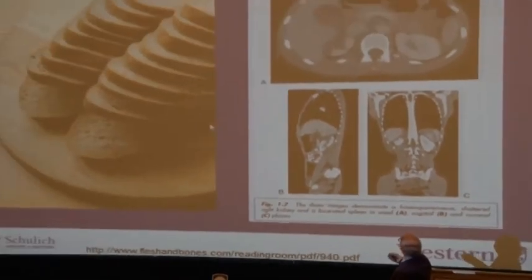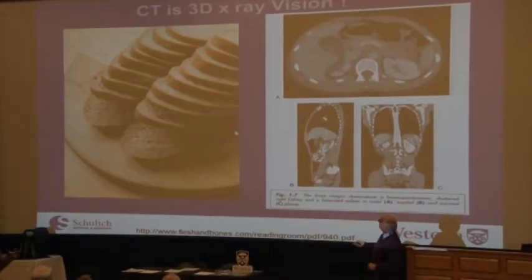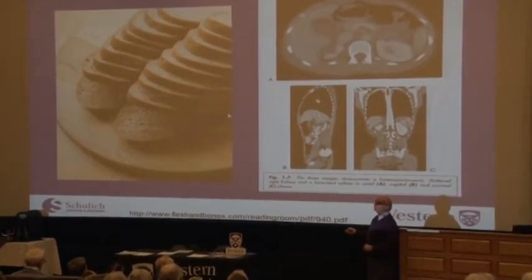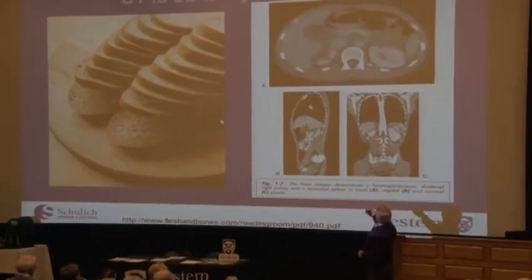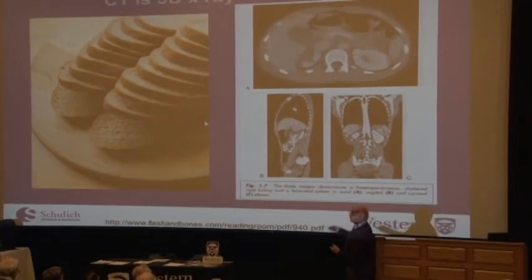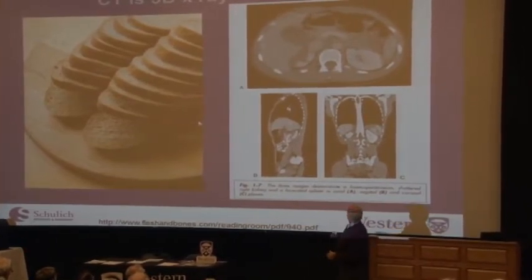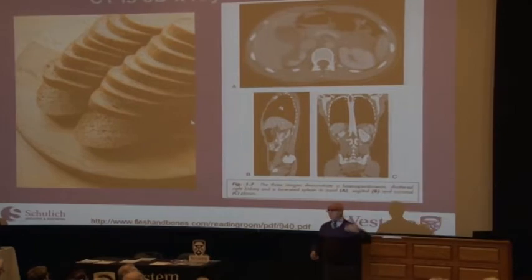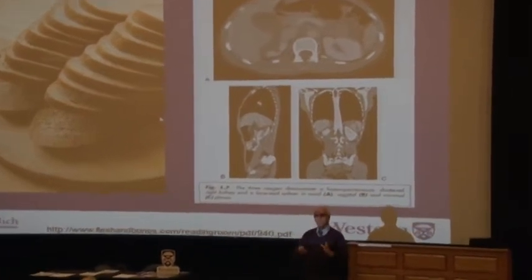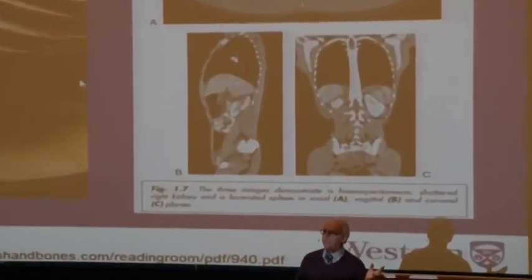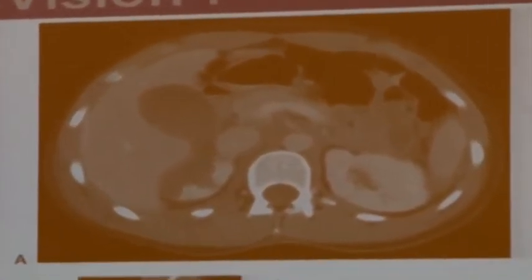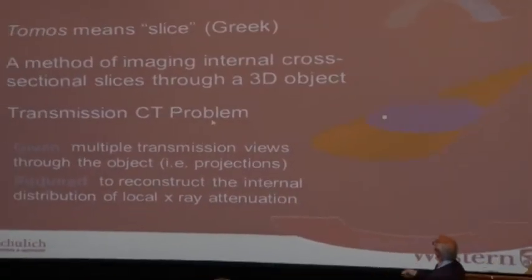CT is actually 3D X-ray vision. The body is essentially sampled in slices, just like a loaf of bread. And the individual slices are shown in this axial view, which is a slice this way, or side views, or frontal views this way. So it's a three-dimensional picture of the body. It's 3D X-rays. Superman's dream. He always wanted to have X-ray vision. We have it. It's called a CT scan. Tomos means slice in Greek.